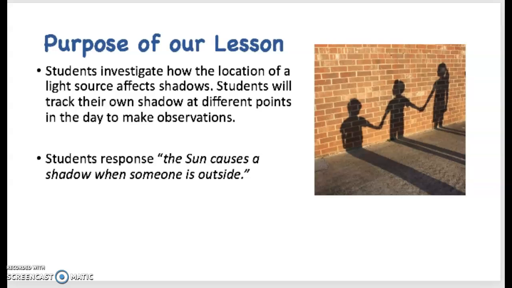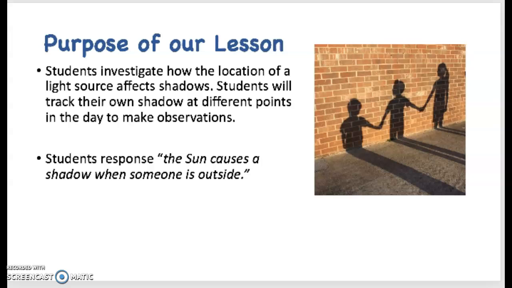So the purpose of our lesson today is to investigate how the locations of the light affects your shadows. So for example, if you're standing outside early in the morning, where's your shadow at, versus where your shadow is at the end of the evening, closer to when the sun is about to go down. So students will track their own shadow at different times throughout the day, but we will get into that a little bit later.